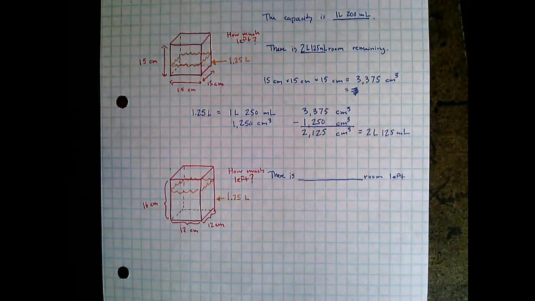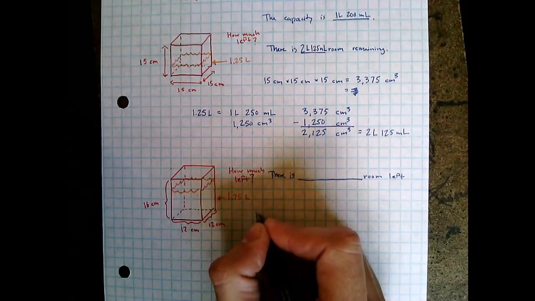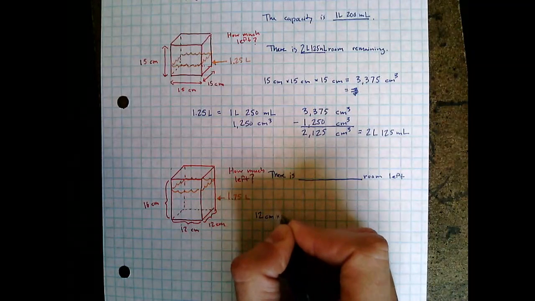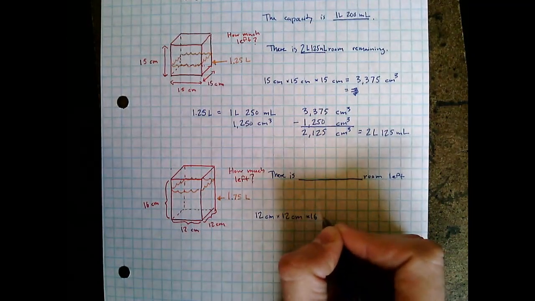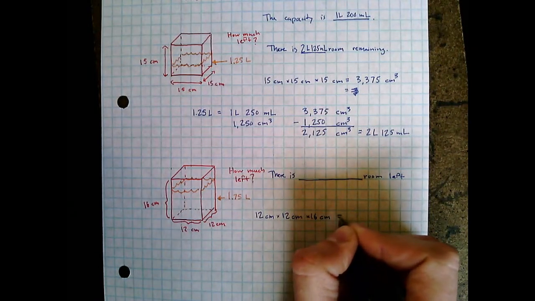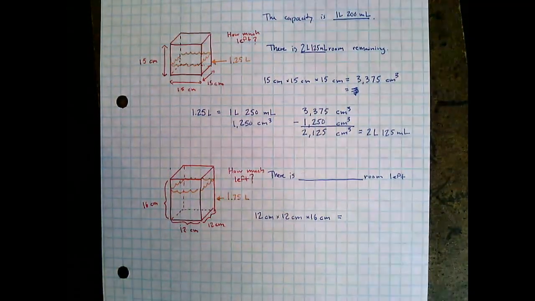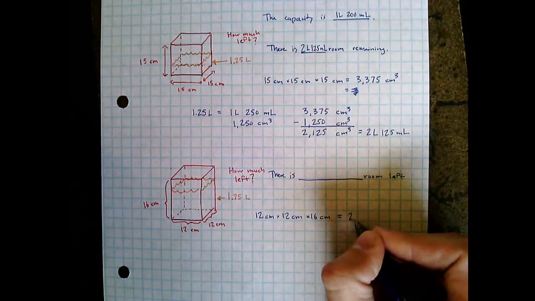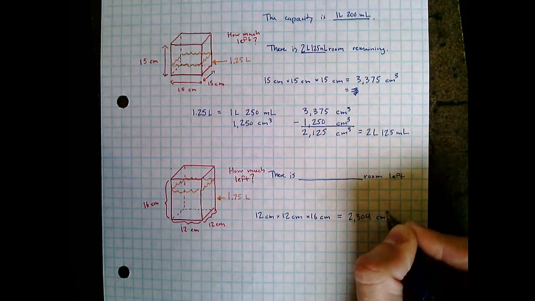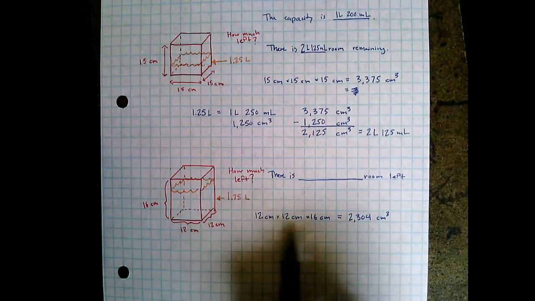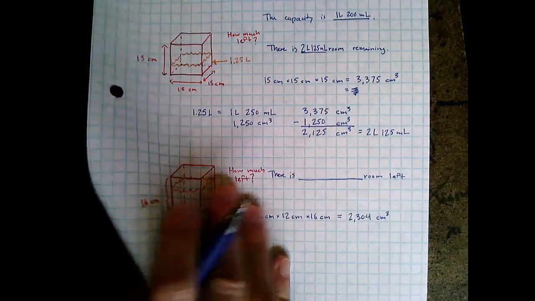I'm going to do a similar process. I can figure out the capacity of the entire tank, which would be 12 centimeters times 12 centimeters times 16 centimeters, which ends up being equal to 2,304 centimeters cubed. I already have that math done out. Don't think that I'm able to do that in my head. It'll take a little bit longer, but you don't need to watch me doing some multiplication problem.